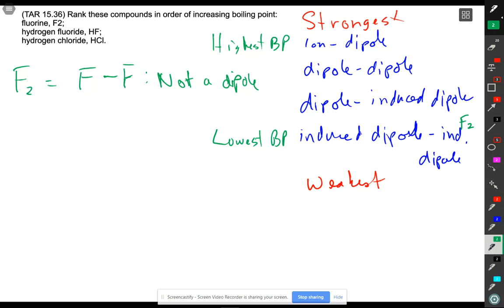Now, if there's other ones, then we'll have to compare. If there's another one that's induced dipole, we'll have to compare. And fluorine will probably still be the lower boiling point, even if we did. We don't. Now let's look at the next one, HF.